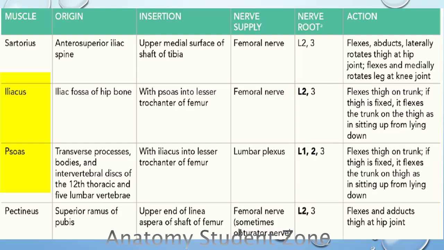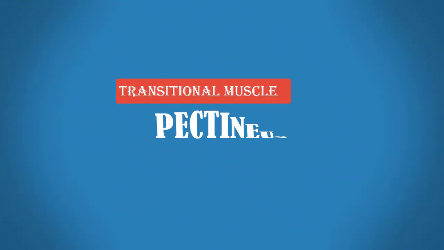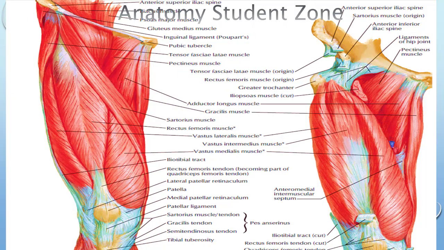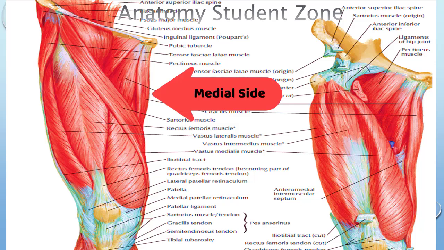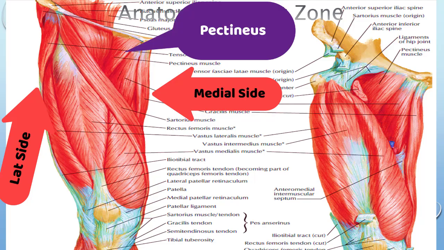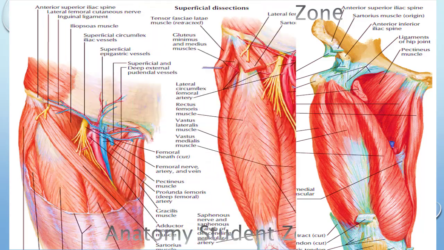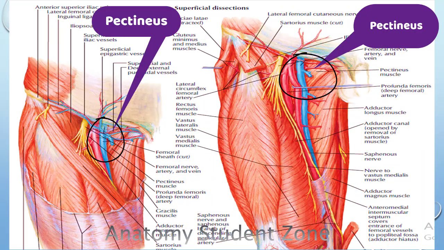So after covering sartorius and the iliopsoas, which are muscles of the anterior compartment of the thigh, now I will tell you about another transitional muscle of this compartment, that is pectineus. So focus on this image. This is the medial side of the thigh. This is the lateral side, and we can see a muscle that is medial to the iliopsoas muscle. And over this muscle we can also observe the femoral vessels. So the muscle over which the femoral vessels lie is the pectineus muscle.